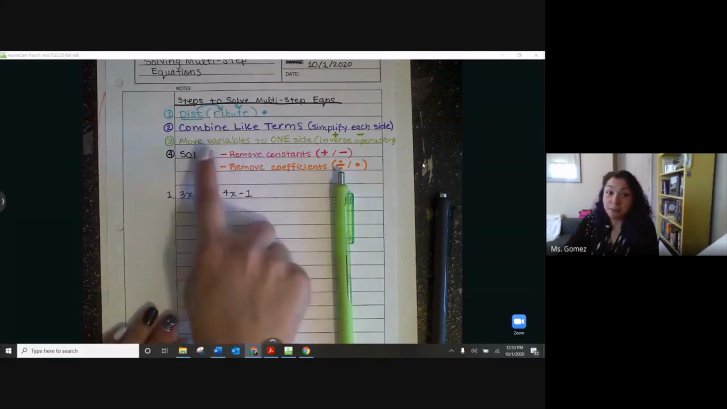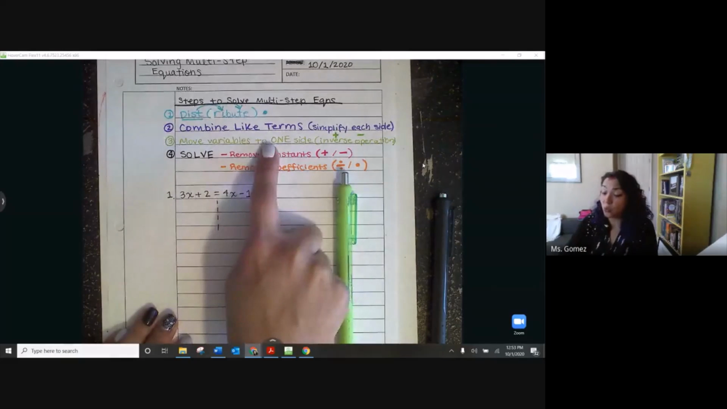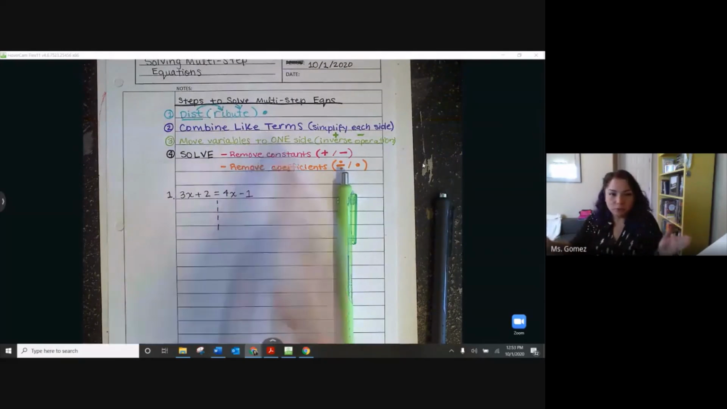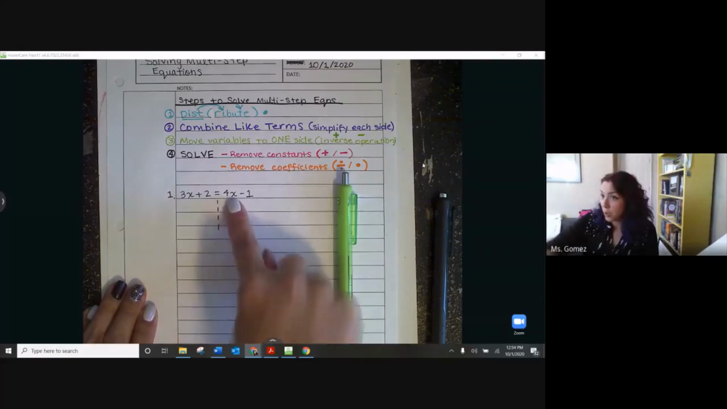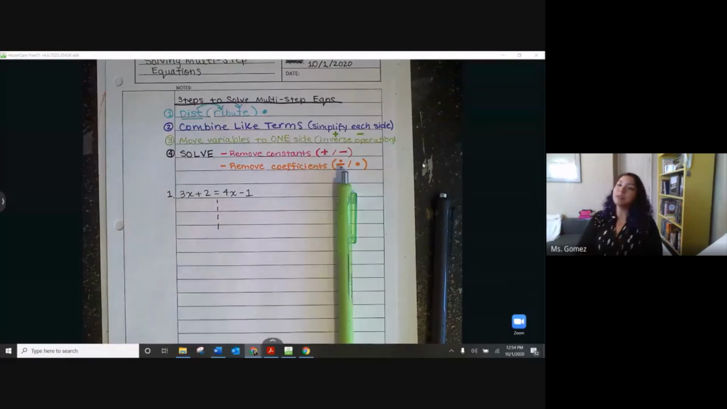So it says move them to one side. So this is where we get to choose. Do I want to move 3x over here, or do I want to move 4x over there? So you guys tell me. There is no wrong answer. There's just an easier way. So what do you guys want to move? The 3x or the 4x?